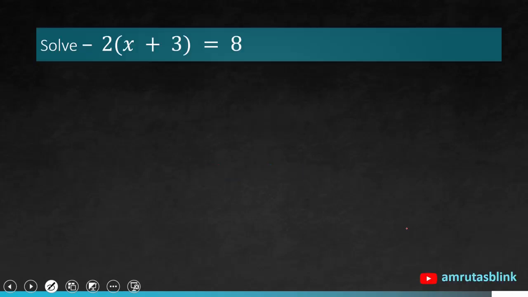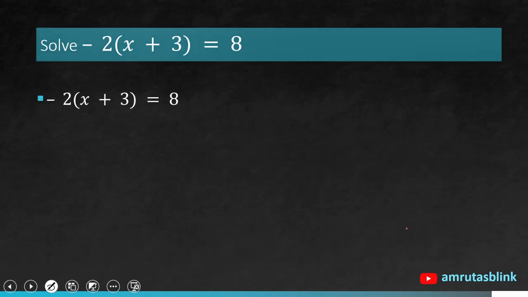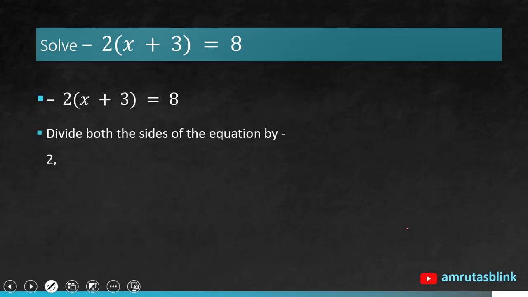Example 17. Solve minus 2 into bracket x plus 3 is equal to 8. Now this bracket x plus 3 is multiplied by minus 2. So here also we can initially remove this minus 2. Divide both the sides of the equation by minus 2.